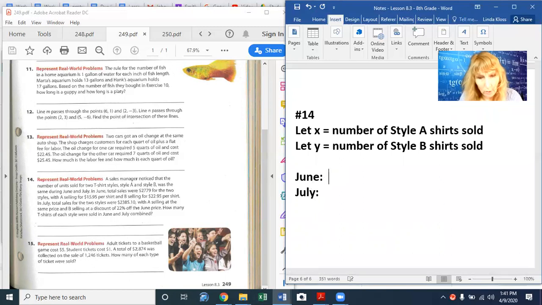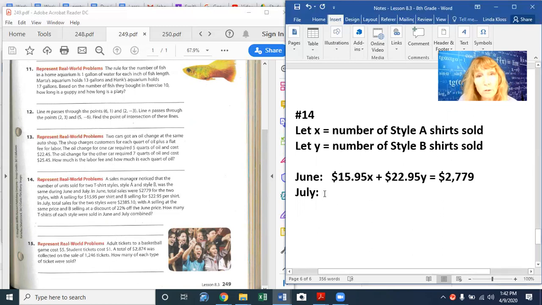So let's look at the June equation. We know the price for style A shirts was $15.95 times the number of style A shirts, plus, how much was it for style B shirts? $22.95. I'll put the dollar sign in front of that. $22.95 times the number of y shirts, style B, equals, total sales were $2,779. Okay? There's your June equation.